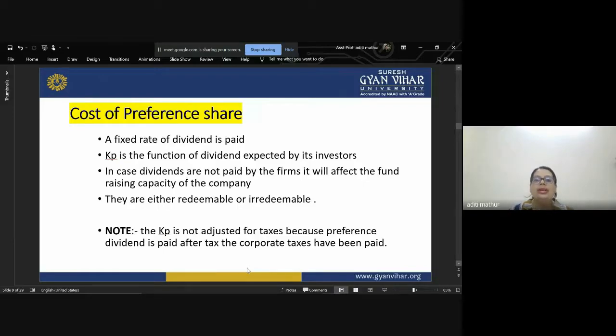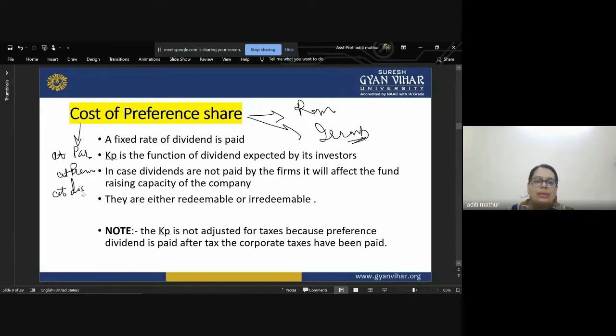Again, preference shares can further be issued as redeemable or irredeemable. And the same case will apply that they can be issued at par, at premium, or at discount. And they can even be redeemed at par, at premium, or at discount.